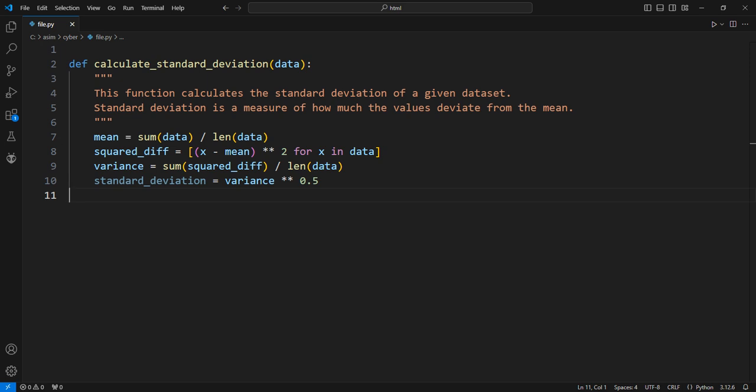variance to the power of 0.5 calculates the square root of the variance. This step gives us the standard deviation, which is more interpretable compared to variance, as it is in the same unit as the original data. Return the computed standard deviation.